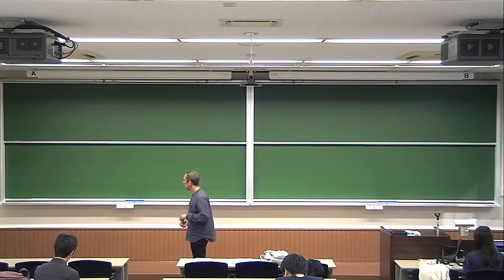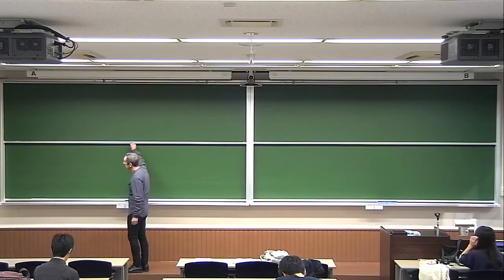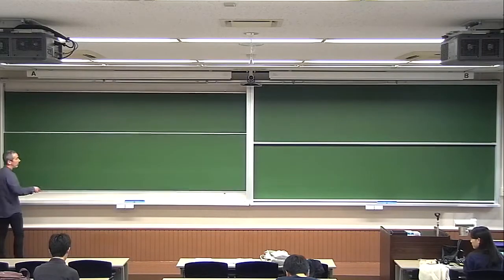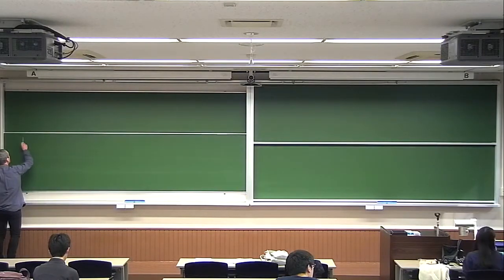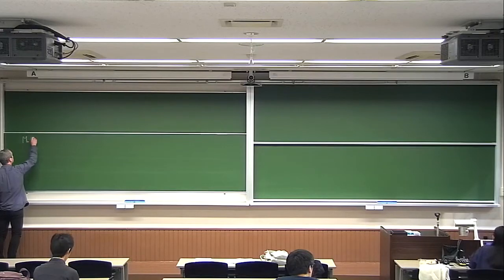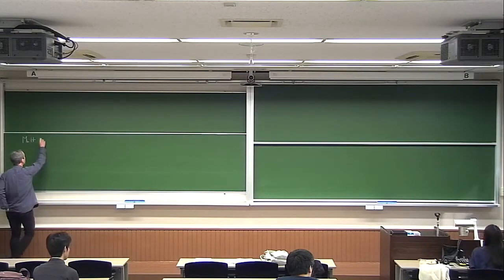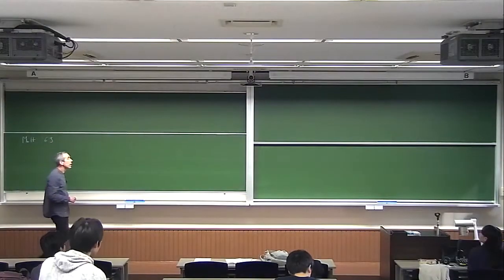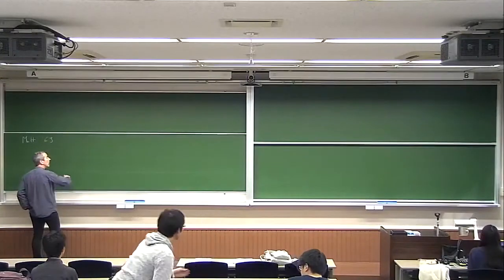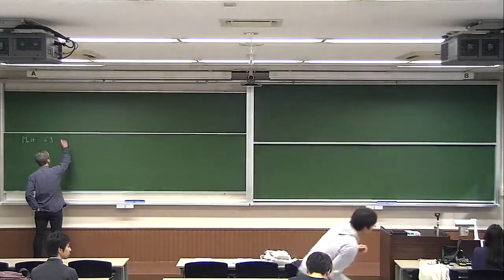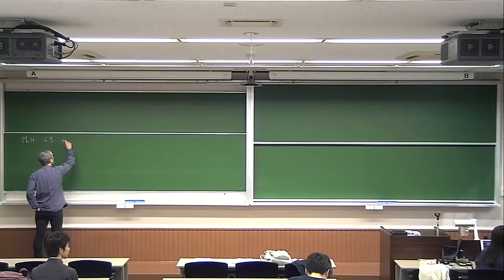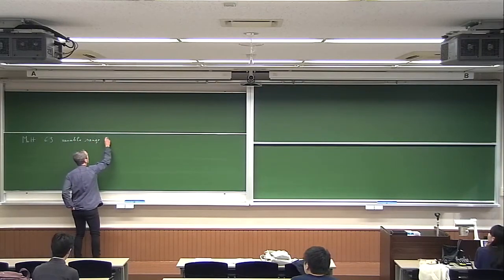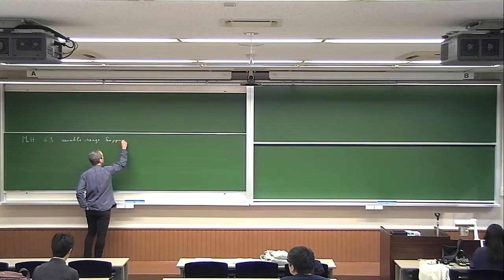So the model I'm going to discuss, briefly discuss actually, is a model for electronic conduction, which is due to Mott. It was introduced in a paper in '69, and it's called Mott's variable range hopping model.